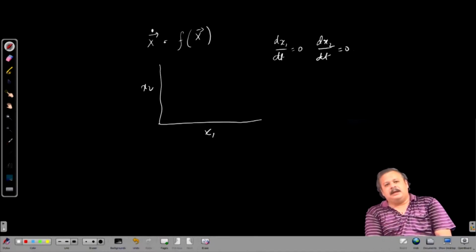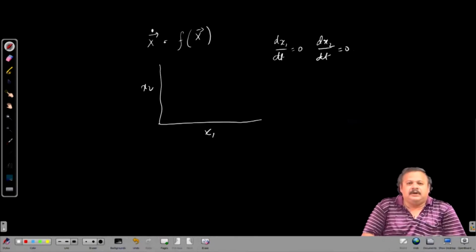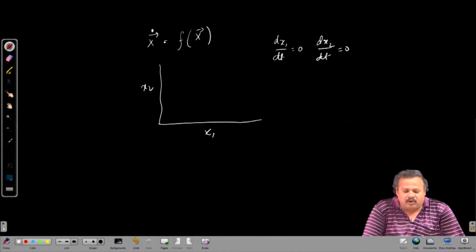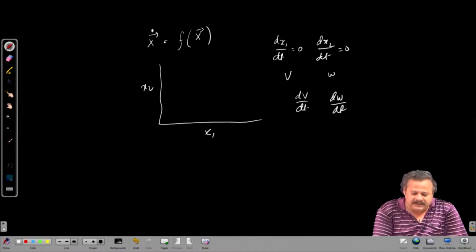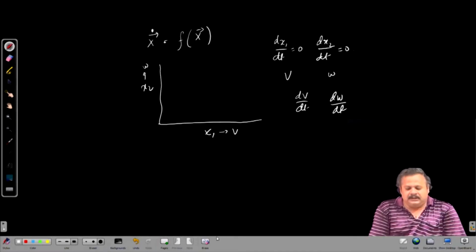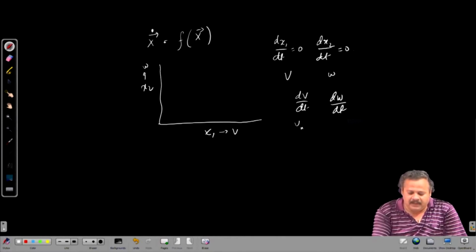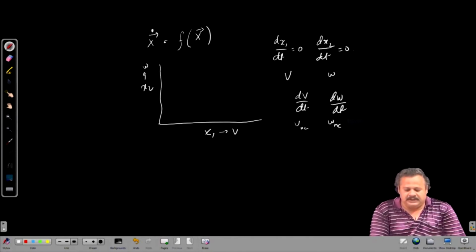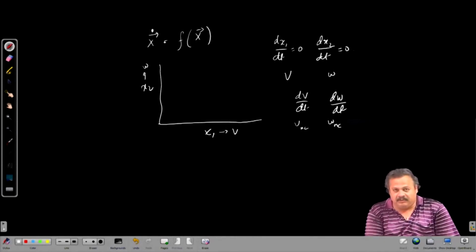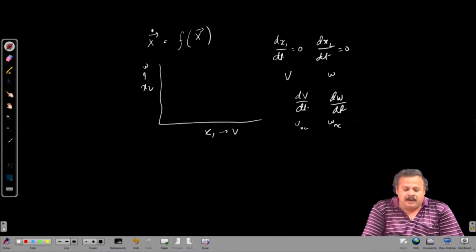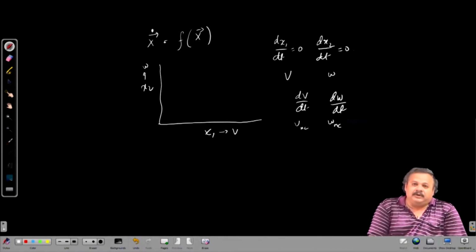So essentially it is the intersection of the nullclines. In the Morris-Lecar case we have a v and a w, so dv/dt equals 0 and dw/dt equals 0. If I say x1 is v and x2 is w, then the v nullcline and the w nullcline can both be represented as w as a function of v, and wherever they intersect are the equilibrium points.